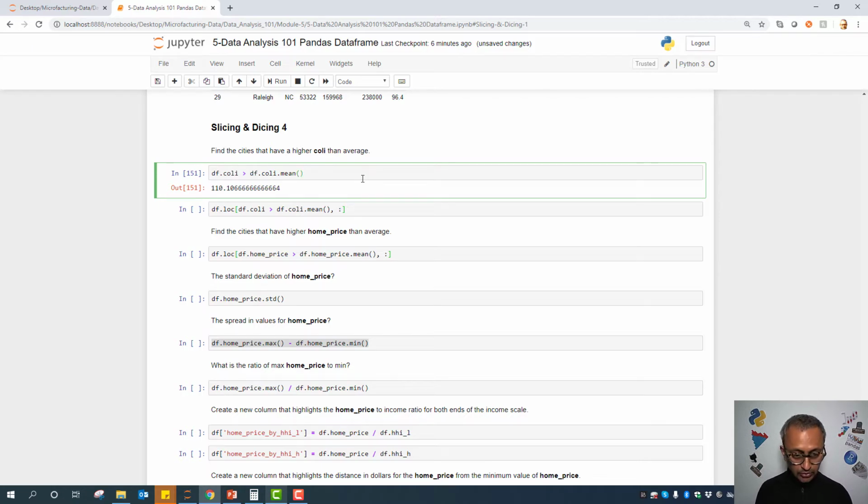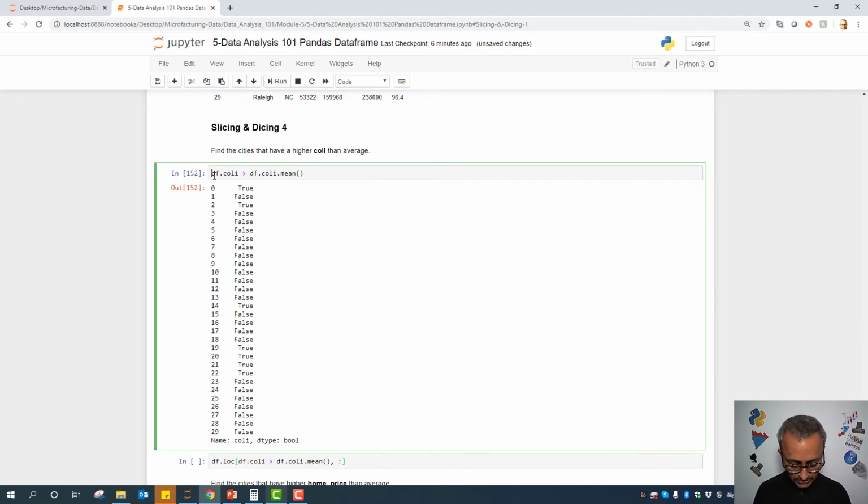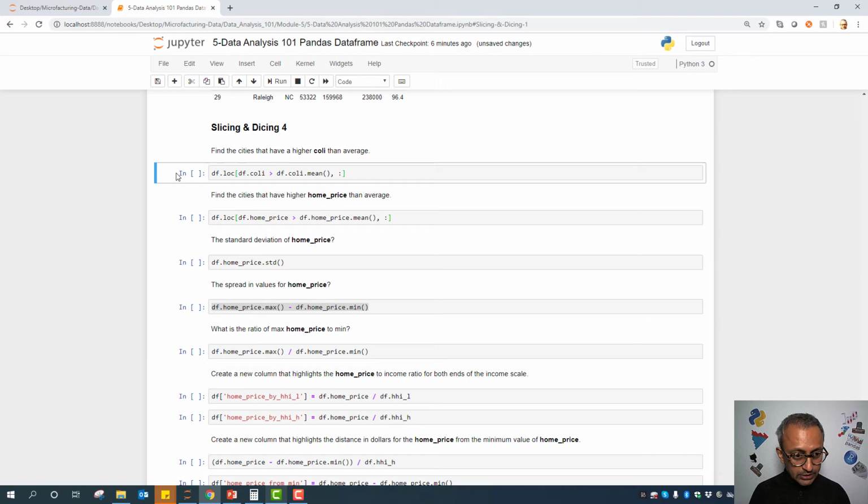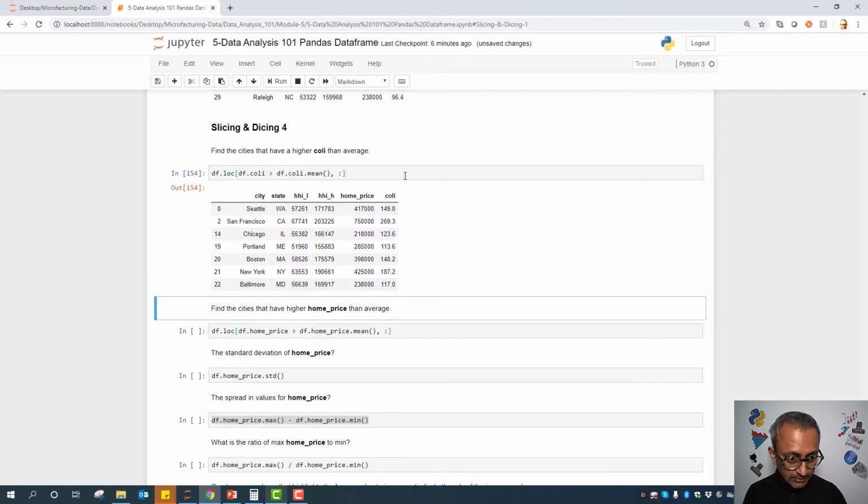So it will give you a set of booleans. Then .loc, and you pass it down, and you get that. Pretty straightforward. We've done that same approach. All we are doing is calculating the mean, and you see a set of cities which have higher cost of living index than the mean.